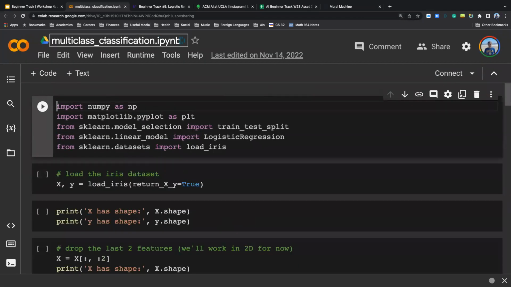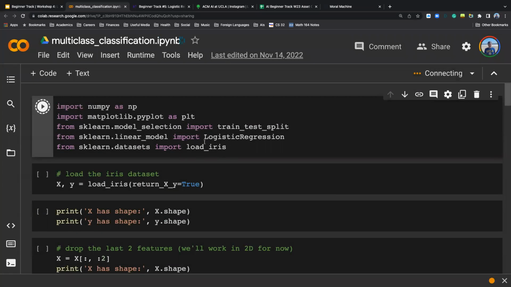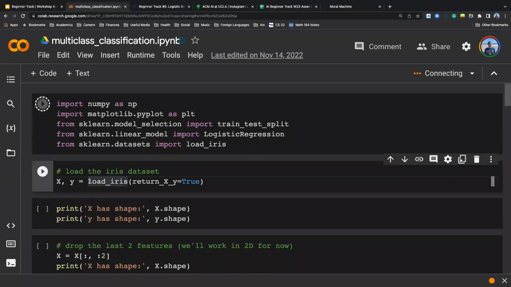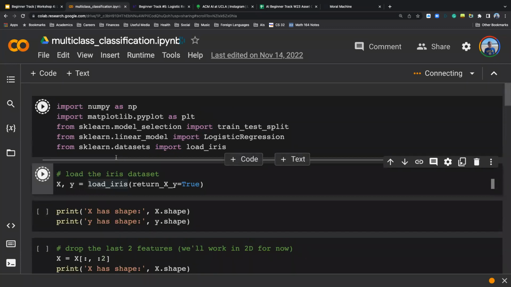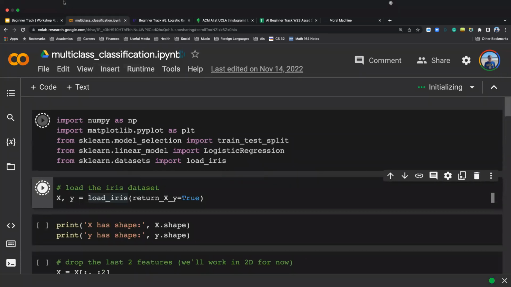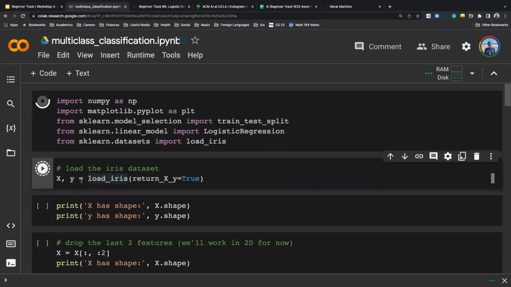Cool. So this is our multi-class classification notebook. Just like always, we'll be importing some important libraries. Let me know if you want me to explain any part of the code, or if you want to know what a library is for. I will gladly do so. In this first line right here, we're just importing our data set, which is the iris data set. Do we have internet here? Okay. Cool.